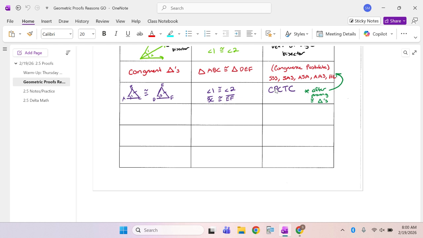Now, I'm not going through all of these just because it's stuff we've already talked about before. I just gave that to you guys so you just have something to reference as you're doing these proofs. Because more often than not, when we're making these proofs, these are the statements and reasons you're going to be making. All right.